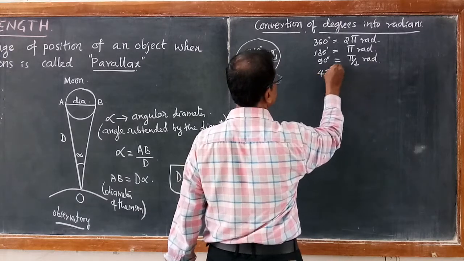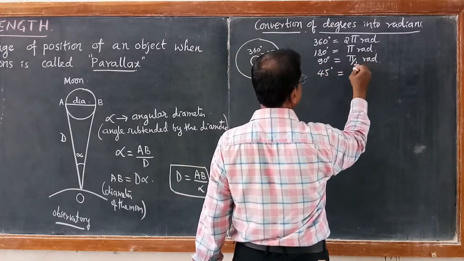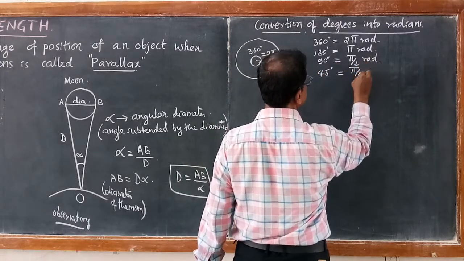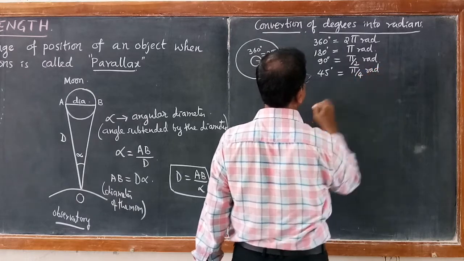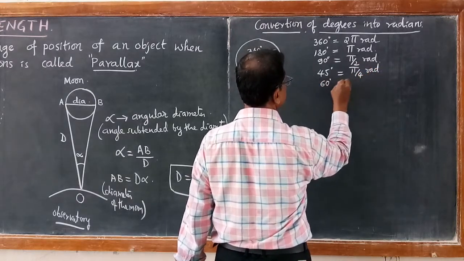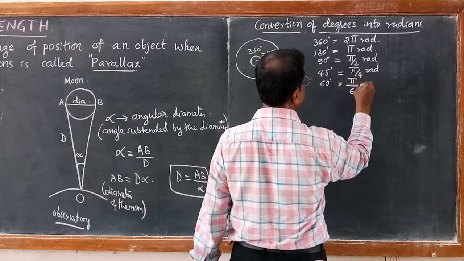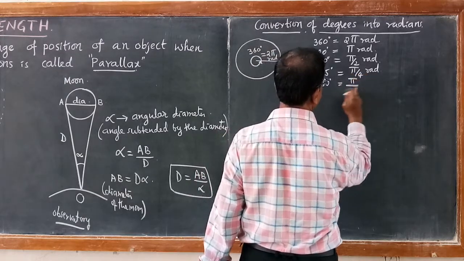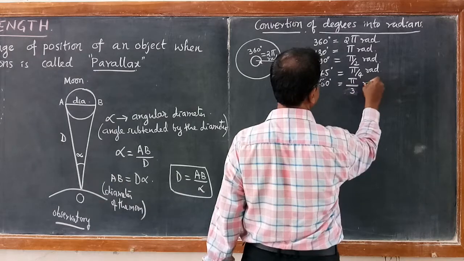45 degree corresponds to pi by 4 radians. 60 degree corresponds to pi by 3 radians.